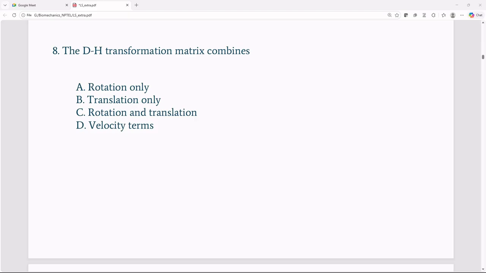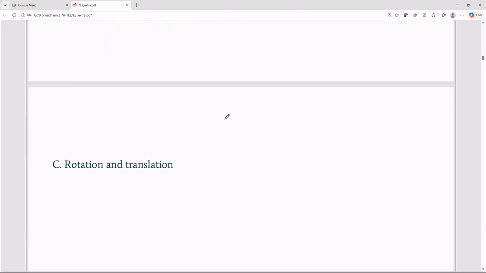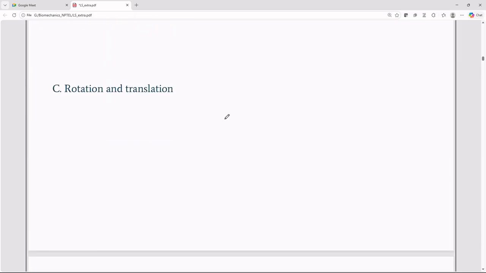The correct answer is, we have seen that the transformation matrix consists of both rotation and translation. Option C is the correct answer. Option C, the DH matrix or homogeneous transformation matrix combines both rotation and translation.